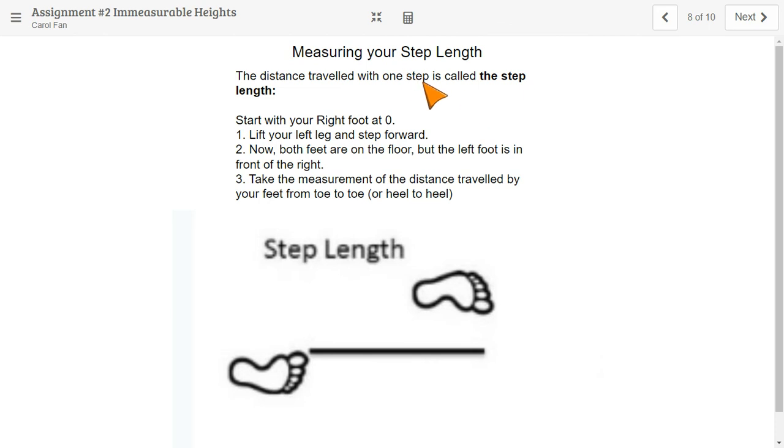The last thing that you need to know how to measure before you go out to measure is getting your step length. This isn't a very exact method, but since we don't have meter sticks that are long enough to measure the distance from you to the object, we're going to use your foot length instead. So there are meter sticks in the classroom. You're going to start with your right foot at 0. You're going to take a step, and wherever your foot comes down, the distance between toe to toe is your step length.